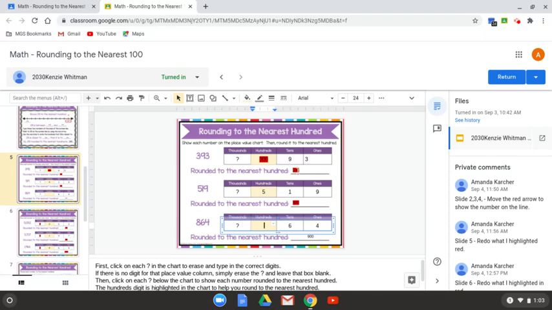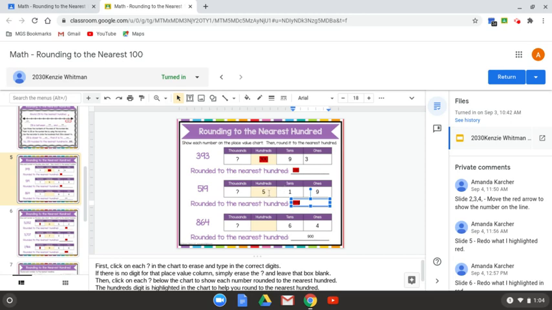And then I want you to re-look at what you rounded 393 to, and I'd like you to re-look at what you rounded 519 to. 393 would be between 300 and 400. 519 would be between 500 and 600.